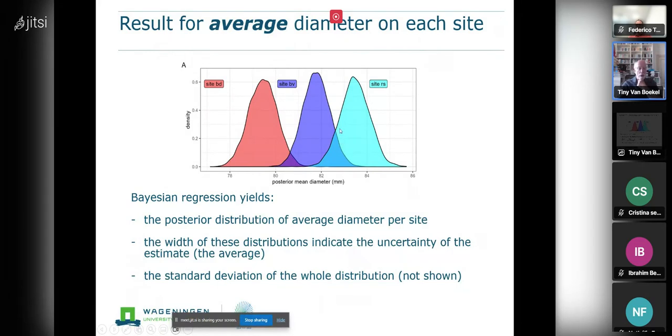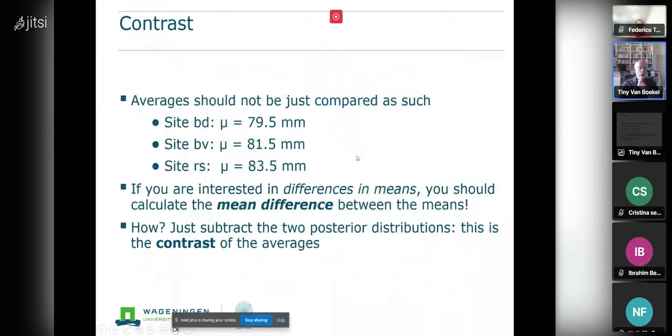Now, if you look at these results, would you conclude that there is a difference between the sites? At least the means are different, so maybe you would say, yes, there is a difference. But how big is the difference? A useful message is that you should not just compare the averages. Here you also have the numerical values of the means. But if you are interested in the differences in the means, you should calculate the difference between the means.